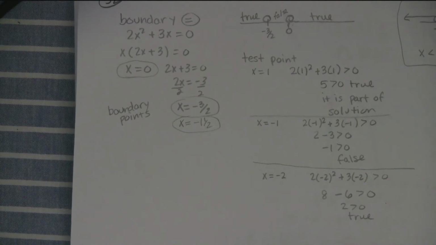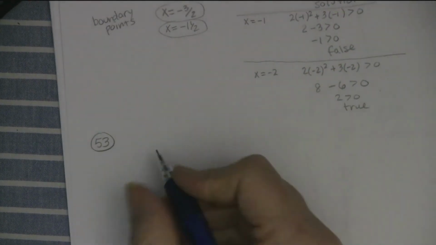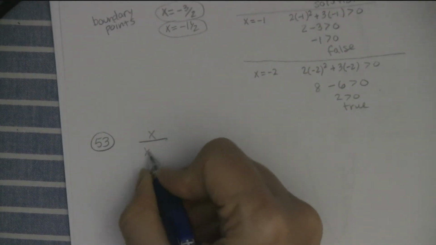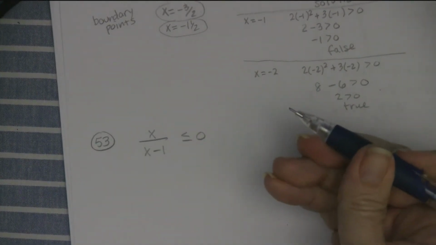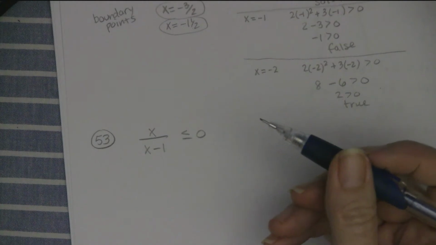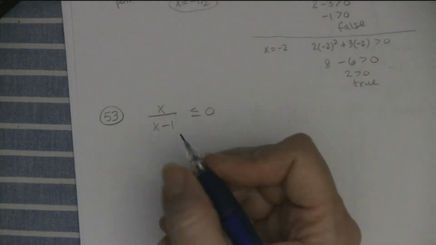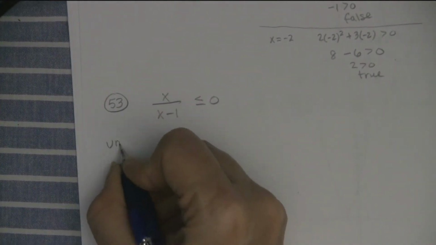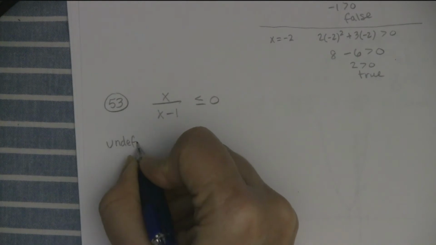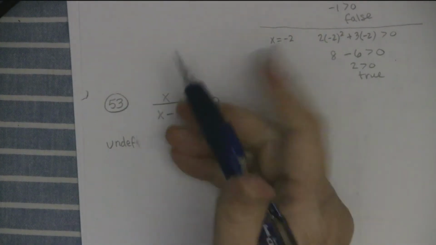So that was 52, this is 53. So x over x minus 1 is less than 0. Now this is not a quadratic inequality, this is a rational inequality. That's a fraction. And so to put on your number line, you have to find where it's undefined.